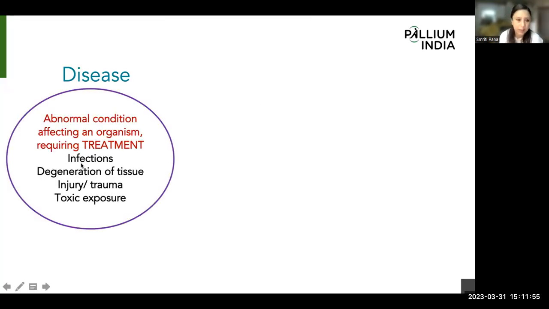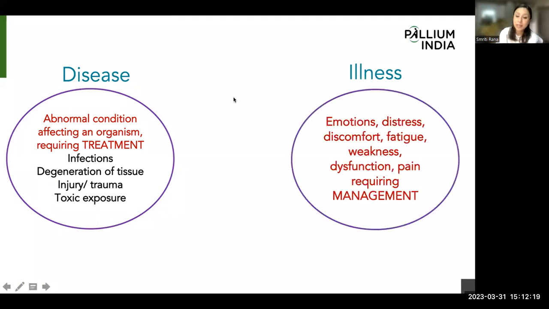Now, like Rajesh said, abnormal condition affecting an organism requiring treatment. So it is an abnormal condition affecting an organism requiring treatment. And this includes infections, degeneration of tissue, injury, trauma, toxic exposure, all kinds of things. And an illness actually is all the emotions, the distress, the discomfort, the fatigue, the weakness, the pain that requires management. Okay, so disease is what affects the body in an organic manner, or it affects the organism.